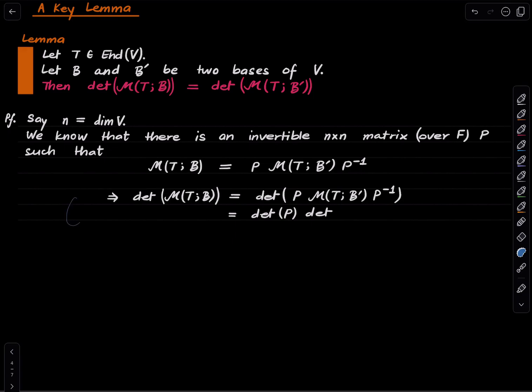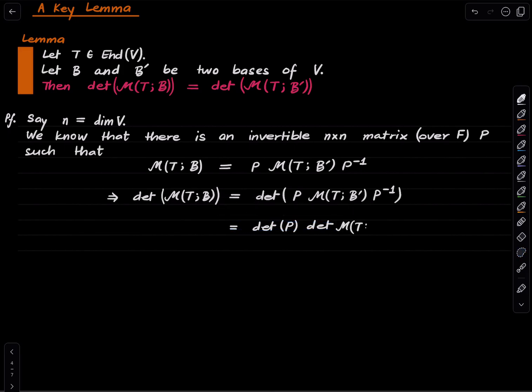The determinant of the matrix of T with respect to B prime times the determinant of P inverse. But the determinant of P inverse and the determinant of P are inverses of each other. This is 1 upon the determinant of P. So they cancel out. And that's it. We get that the determinant of the matrix of T with respect to B is the same as the determinant of the matrix of T with respect to B prime. And that's what we wanted to prove. So this establishes the well-definedness of the determinant of any endomorphism.